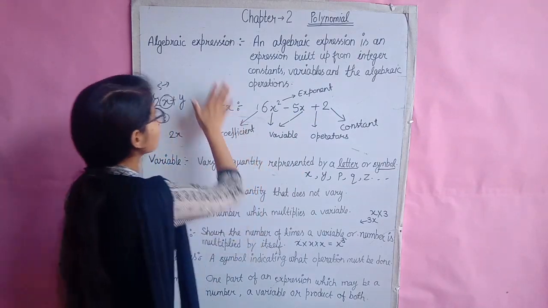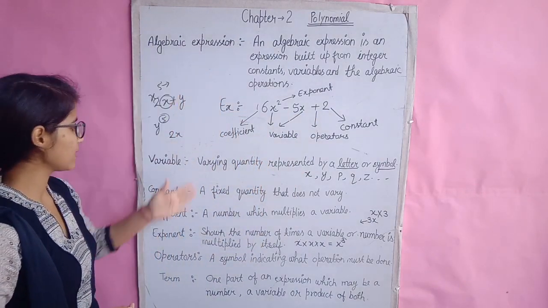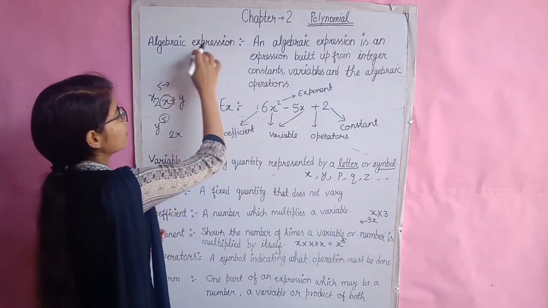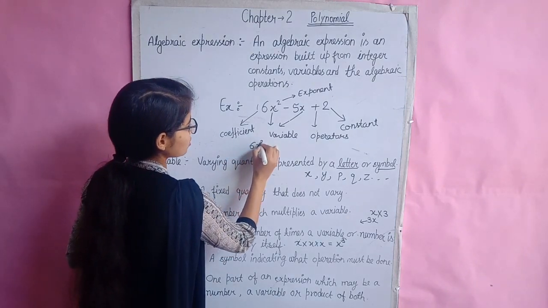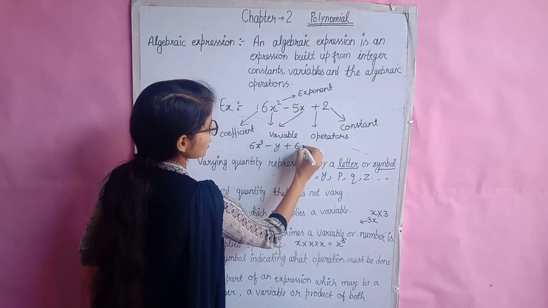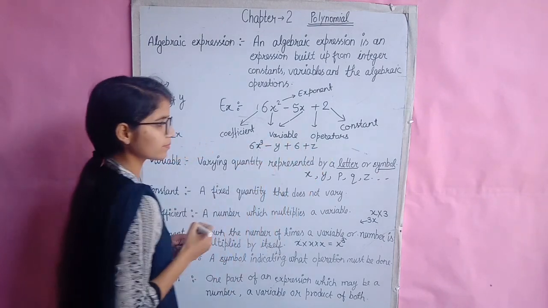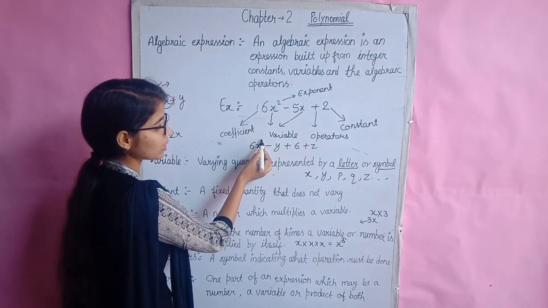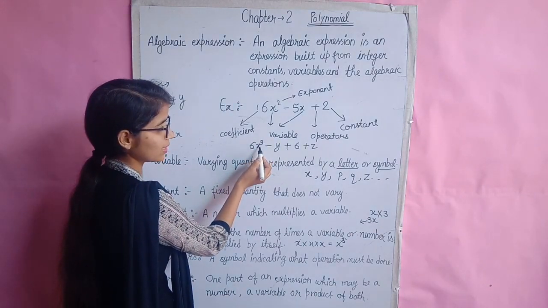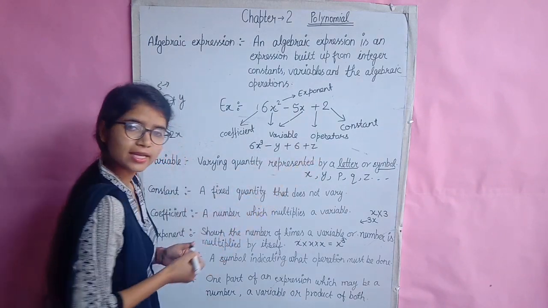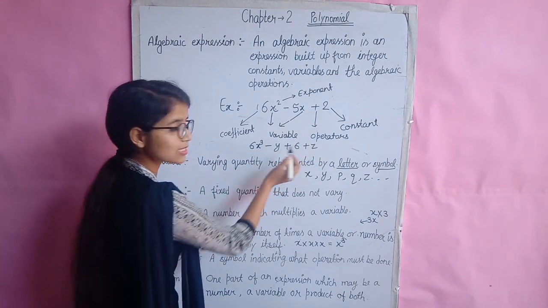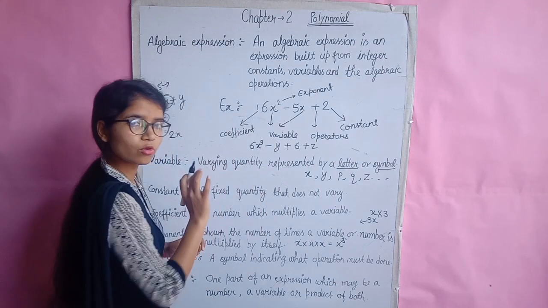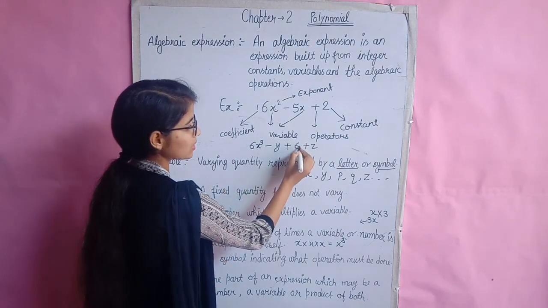Clear? So these are the definitions of algebraic expression: variable, constant, coefficient, exponent, operators and terms. Clear? Algebraic expression: 6x cube minus y plus 6 plus z. Here 6 is the coefficient, in x cube the 3 is the exponent, x, y and z are variables and 6 is a constant. Why constant? Because here there is no variable.